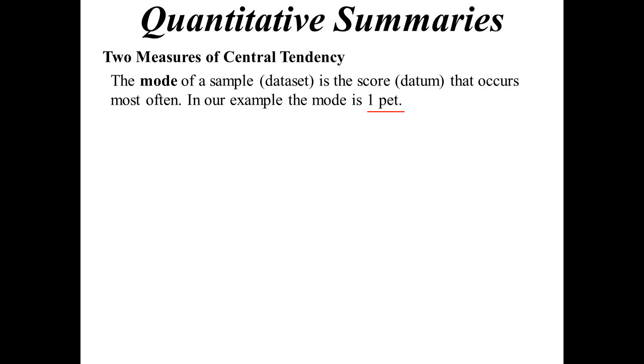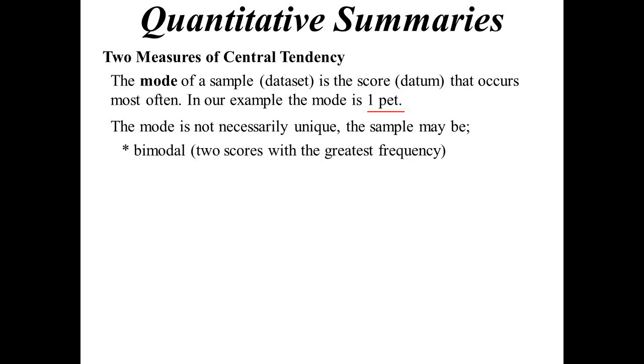They were visual ones. Quantitative summaries. Central tendency. Mode is the one that happens the most often, we know that. So in our example of pets before, the mode was one pet. Most people had one pet. Now, the mode might not be unique, and that's why it's not necessarily a great measure of central tendency, because data can have more than one mode.